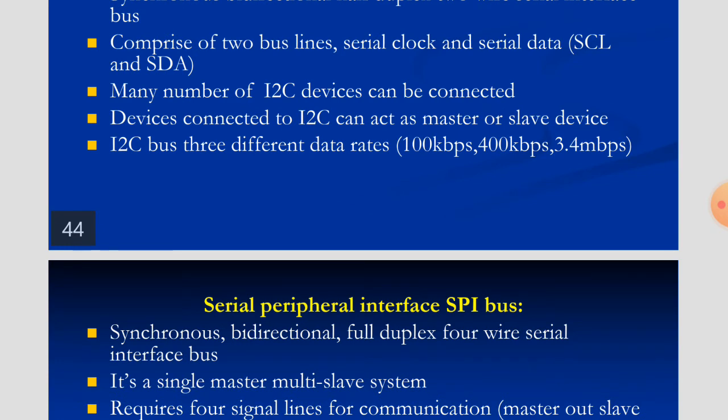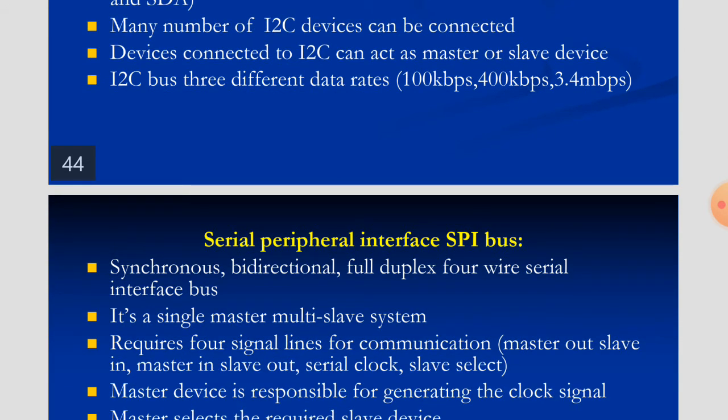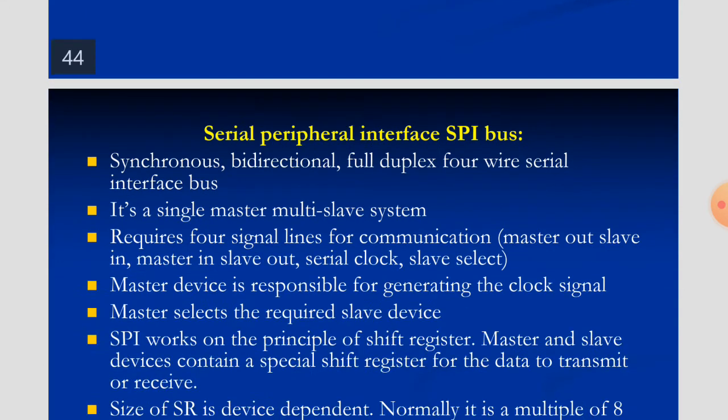Any number of I2C devices can be connected on the board itself, not externally. Devices connected to I2C can act as master or slave. One device should be the master to control all slave device operations for serial data and serial clock, and the master generates the synchronization clock to start the operations. The I2C bus has 3 different speeds: 100 kbps, 400 kbps, and 3.4 Mbps. Communication varies depending on speed.